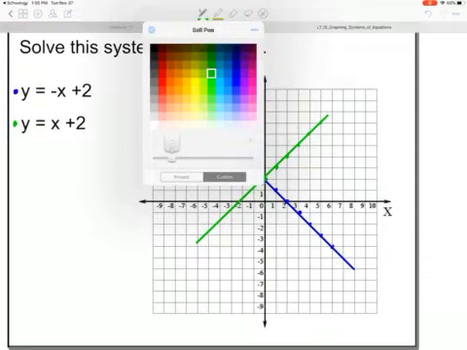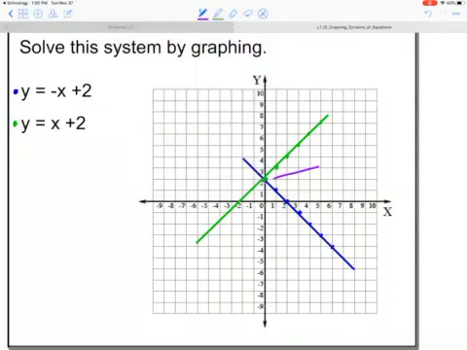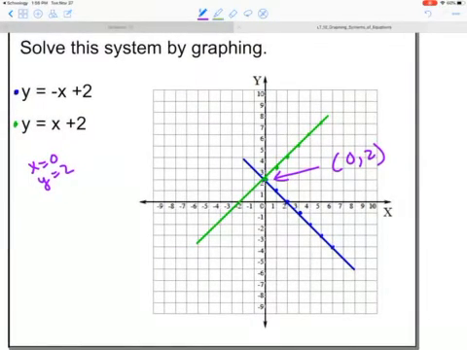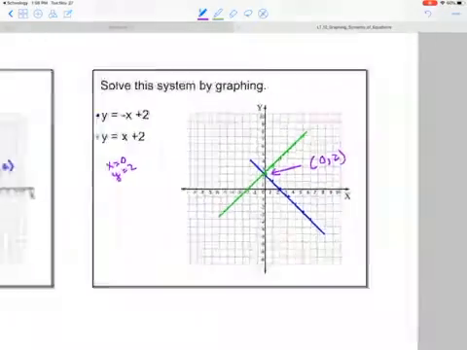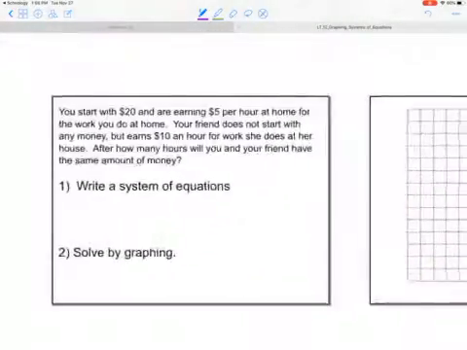Where they intersect is my solution to the system. So that solution is at 0, 2. When x is equal to 0 and y is equal to 2, I have a solution to the system because it's the point that is shared between the two lines. Now keep in mind, you will be able to graph a line that's not written in slope-intercept form. It just might be a little easier to change it to slope-intercept form to graph it.